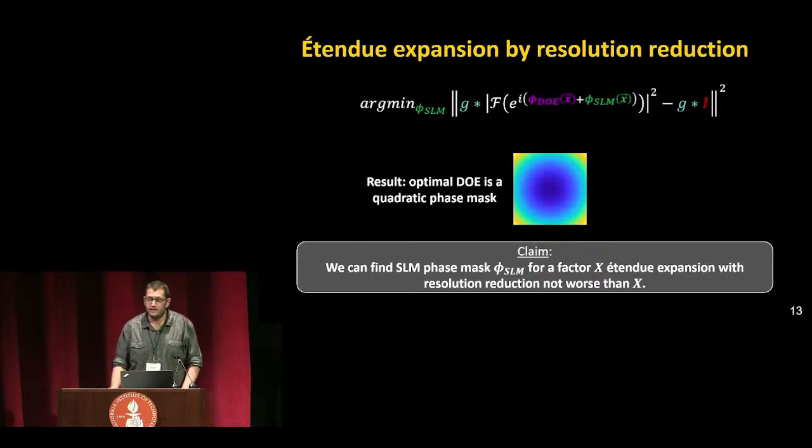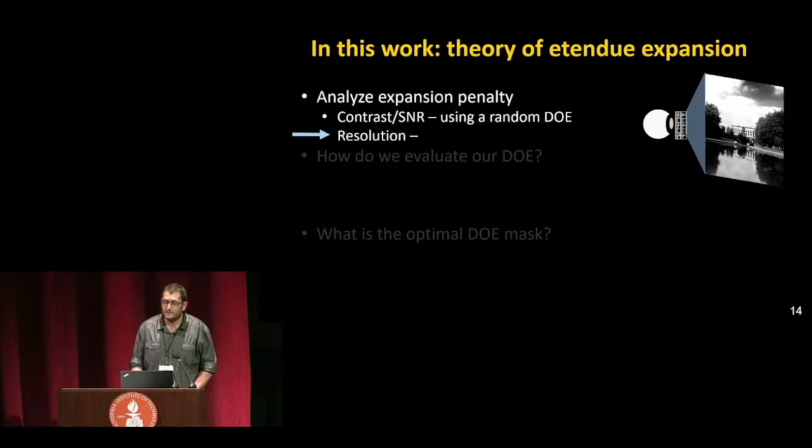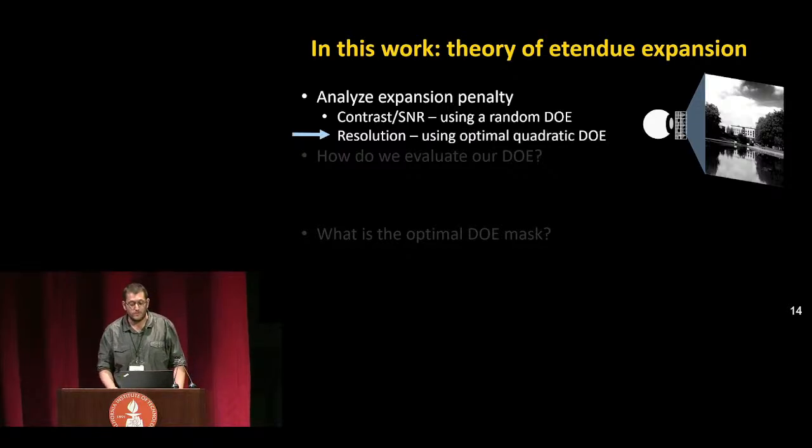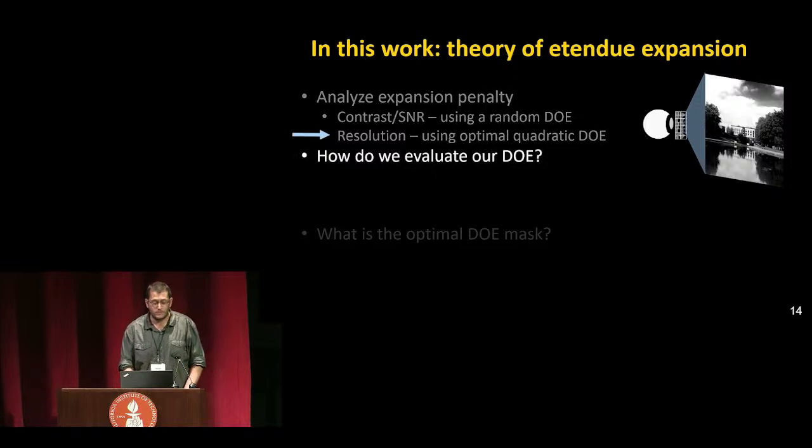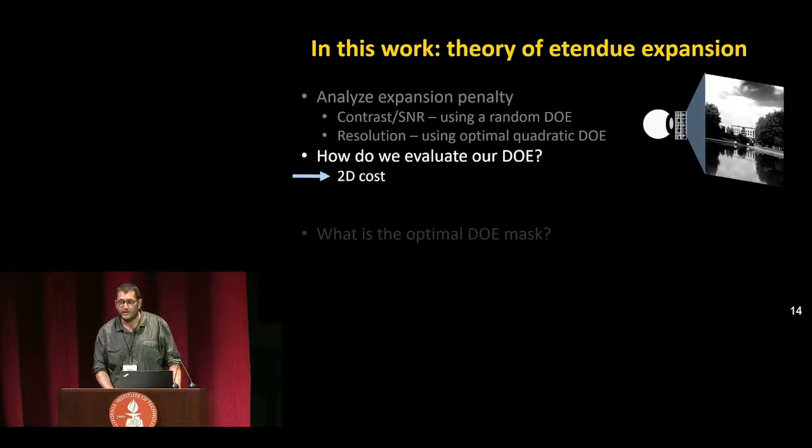Given the optimal DOE, we can find an SLM assignment for which we achieve a factor X etendue expansion at the price of no worse than factor X resolution reduction. So we've seen that expansion in etendue can be translated to equivalent penalty on contrast or resolution. And we've seen that random masks come with reduced contrast. And if we want to trade etendue for resolution without losing contrast, the optimal DOE we can use is the quadratic phase mask. We move on to our next question. How do we evaluate our DOE? So far, we aim to generate 2D target images. But if we carefully inspect our optimal DOE, we find a flaw in the design.